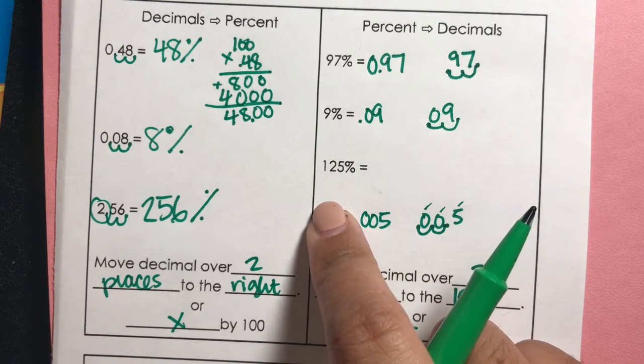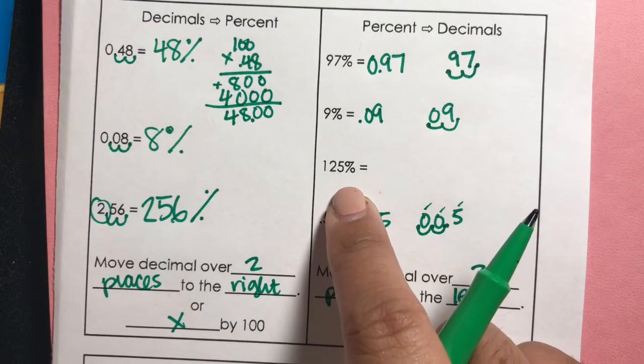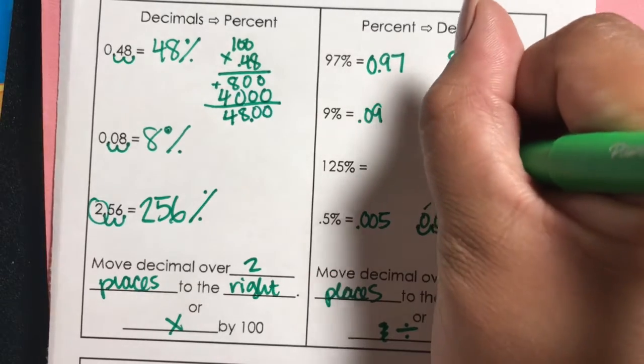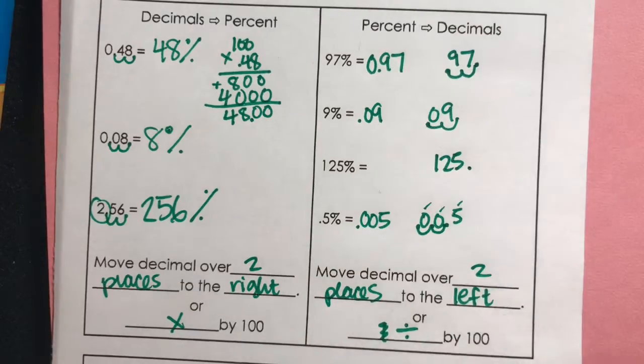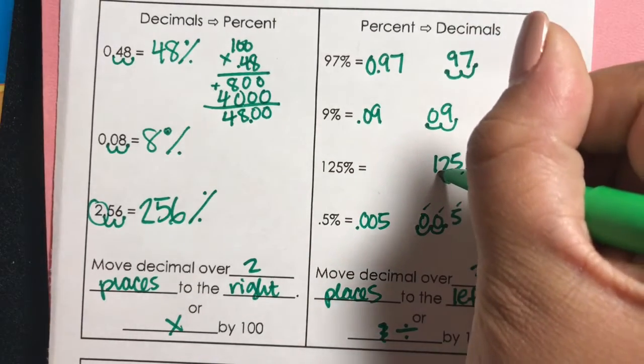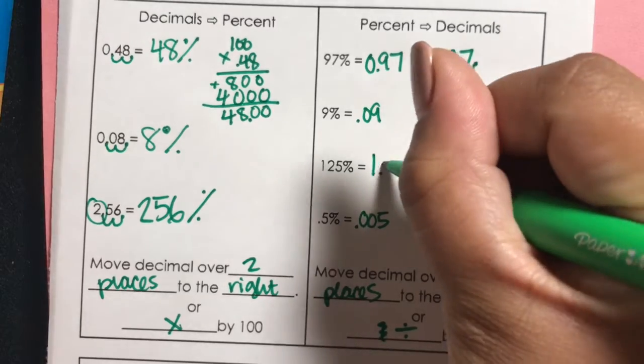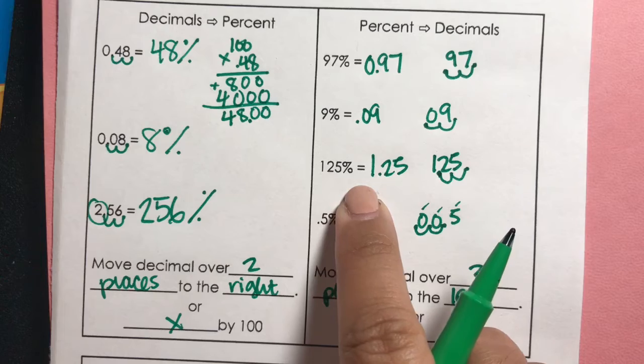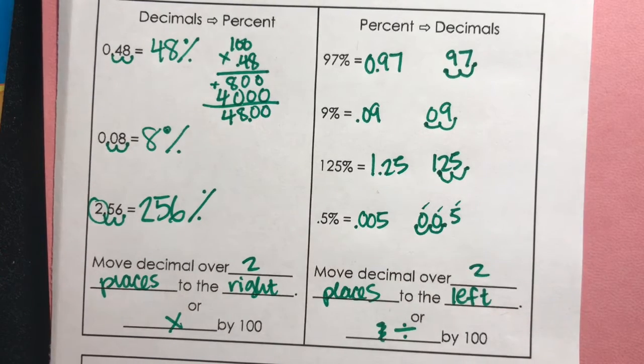Pause this video, do it on your own, unpause it to check your answer. Okay, so 125%, the decimal's right here, move it over 2 places to the left, and you should get 1 and 25 hundredths. Okay, so that's your whole. You have your one whole and 25 hundredths.